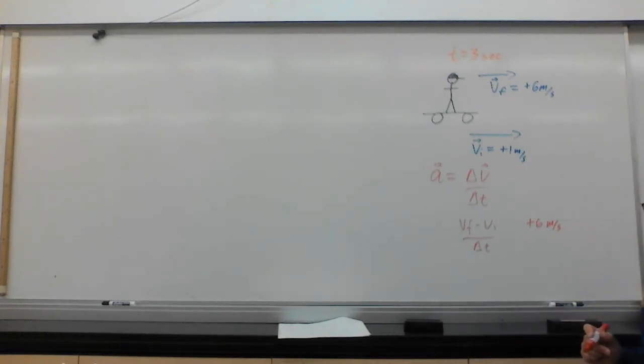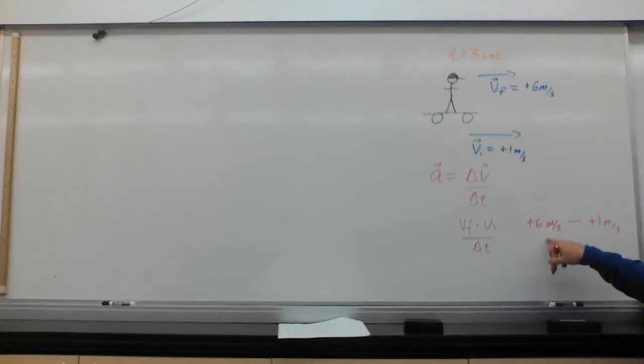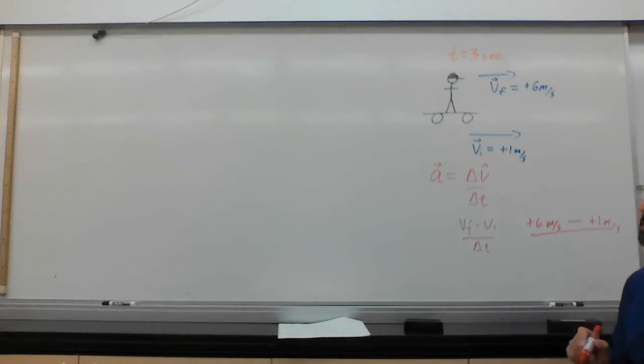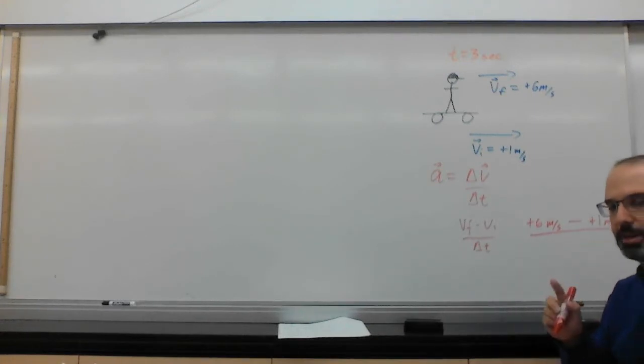Covering it up, I'm going to move out of frame here. Plus 6 meters per second minus plus 1 meter per second. Now notice this is, of course, the initial. This is the final. That means this part up here is good. Now, delta v should be initial minus final.